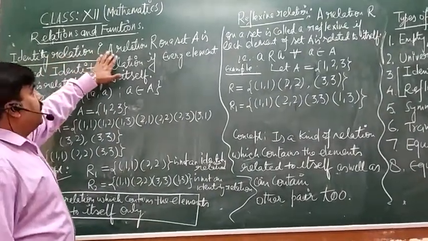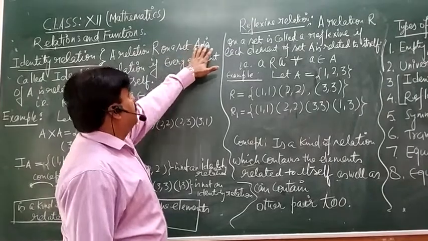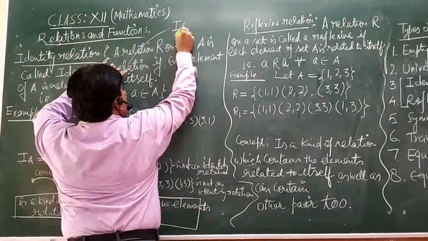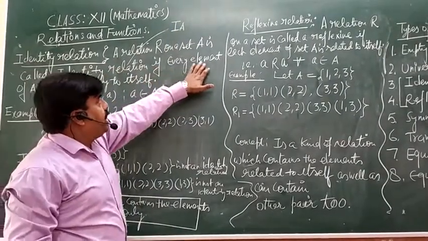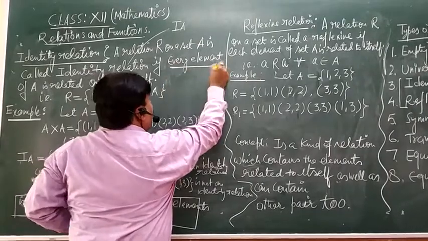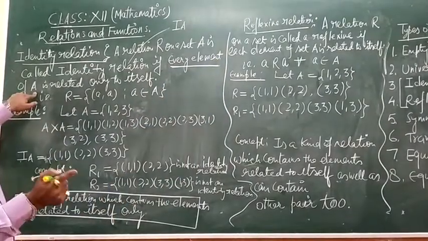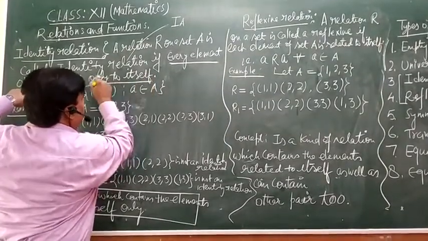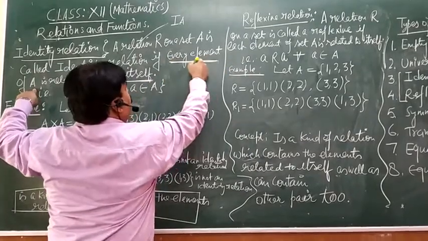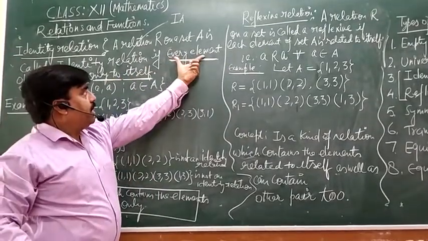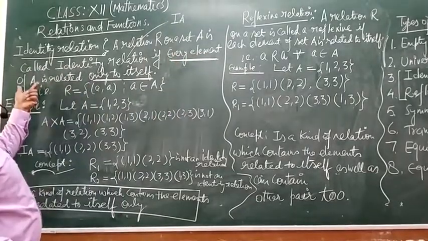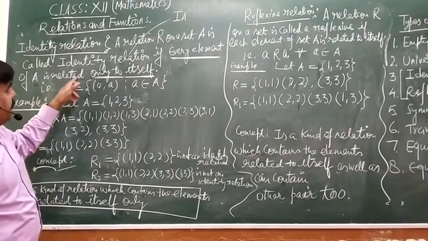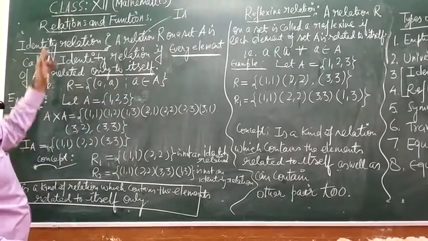Identity relation. A relation R on a set A is called an identity relation, generally denoted by I_A, if every element of set A is related only to itself. Remember, these are the two important words you should be very careful about: every element of set A, like the set A where we are taking elements 1, 2, 3, is related only to itself. That is known as the identity relation.